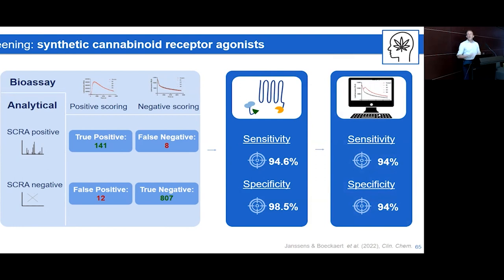Certainly in the specificity, the computer scored these as positive more easily than we did. The human eye was apparently still better, but this comes down to training. We should insert more positives in order to train the computer in a better way. Good. Screening is also suited for opioids.